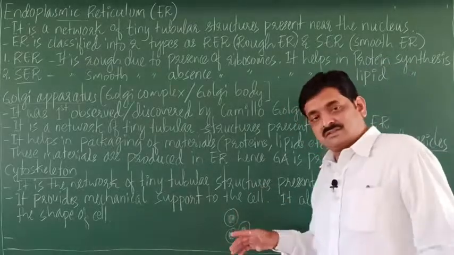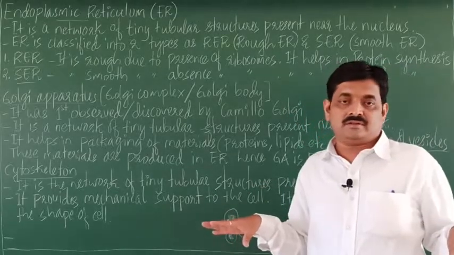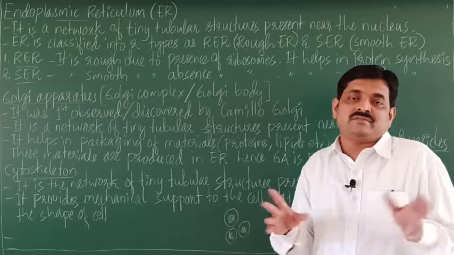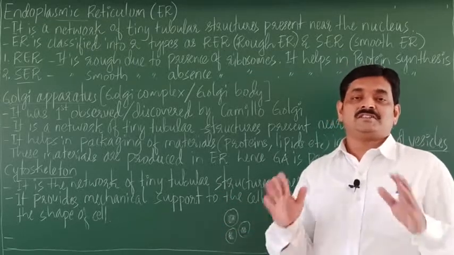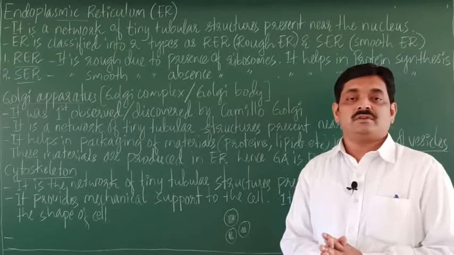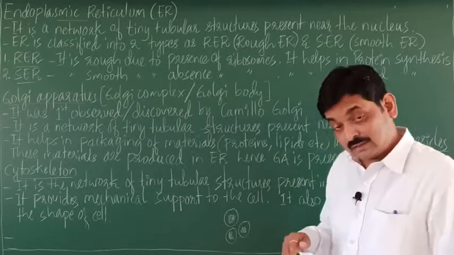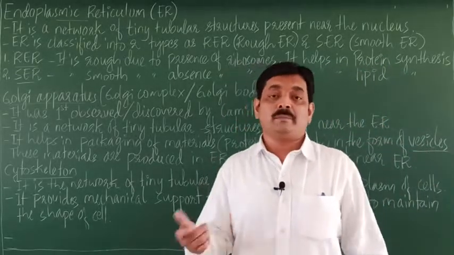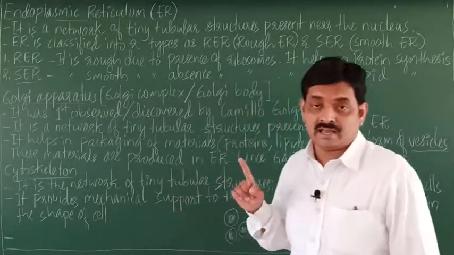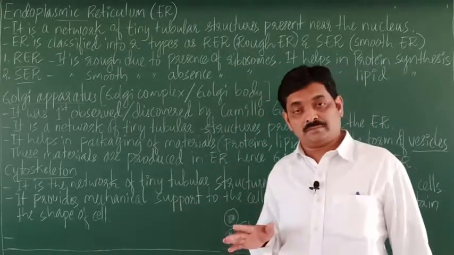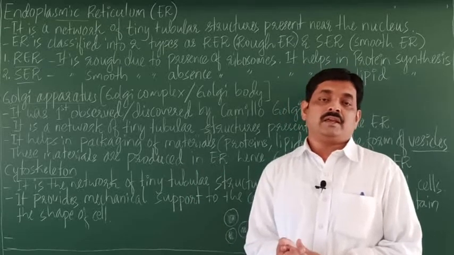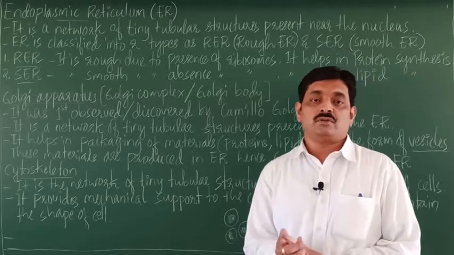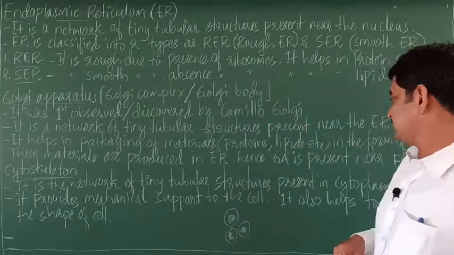Now these vesicles are transported, right? They are transported to different parts of the cell. Fine. So that is the main function of the Golgi apparatus. It helps in packaging of materials produced by the endoplasmic reticulum.